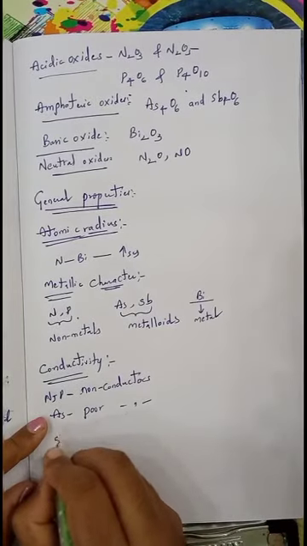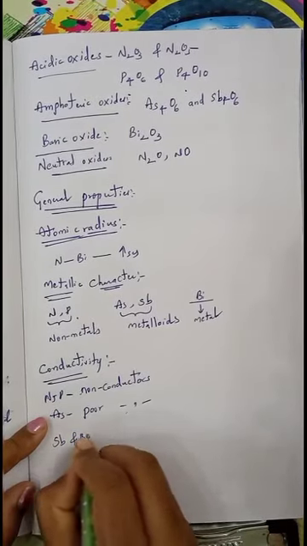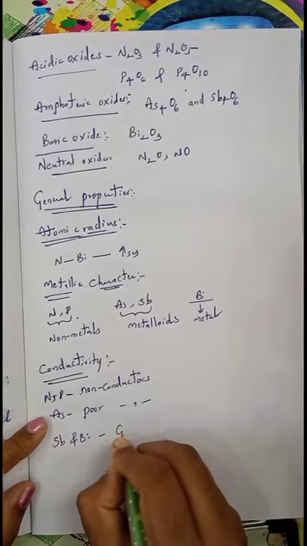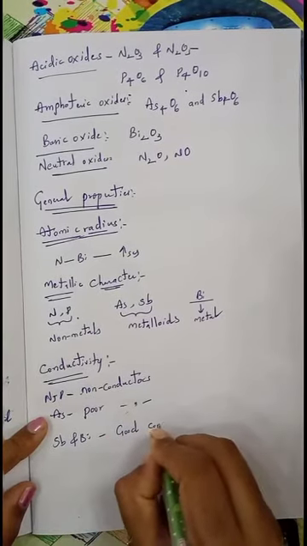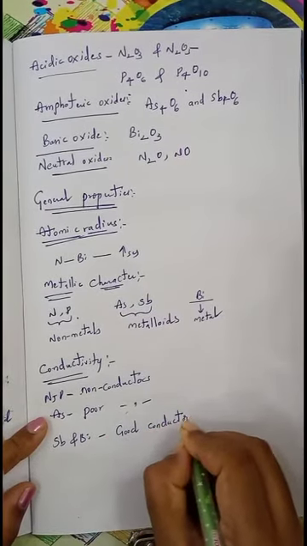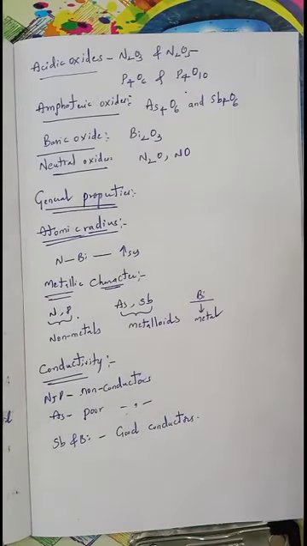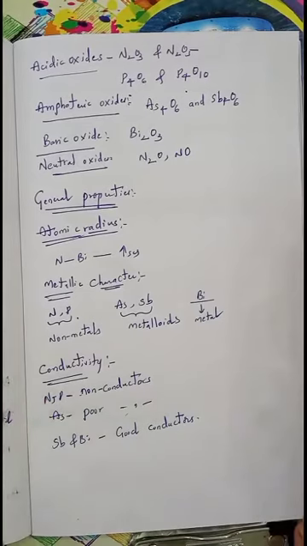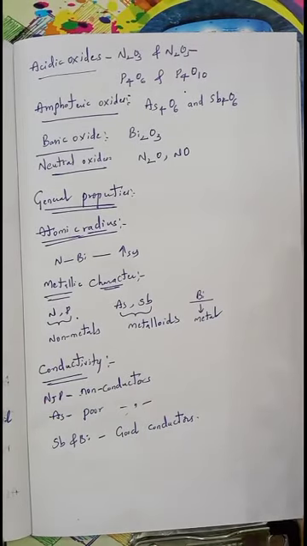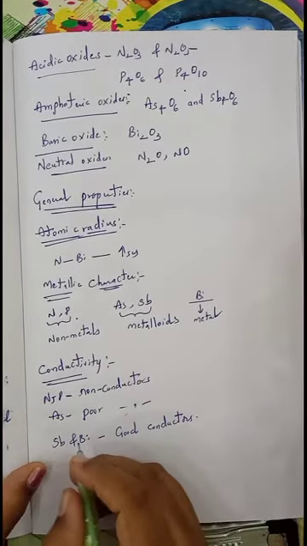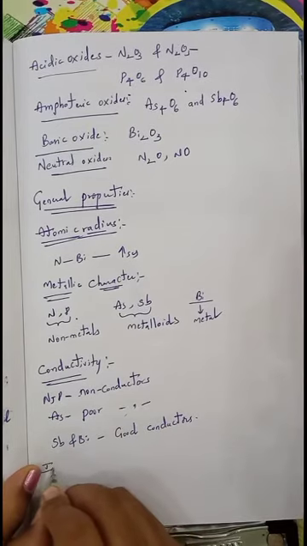Okay, next, antimony and bismuth. These two are good conductors of heat and electricity. So that is about the metallic property. Now we will discuss ionization potential.